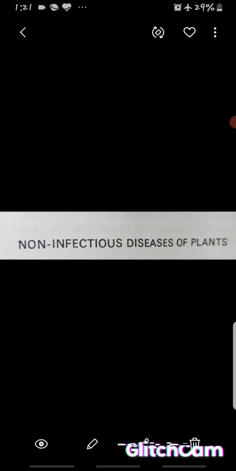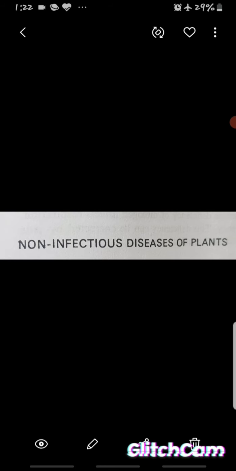Zinc is a component of many enzymes of auxin synthesis. Auxin is a growth hormone and involved in carbohydrate oxidation. Zinc is important for the formation of chlorophyll and in photosynthetic activities. Deficient plants have chlorotic and necrotic leaves and the internodes are stunted.